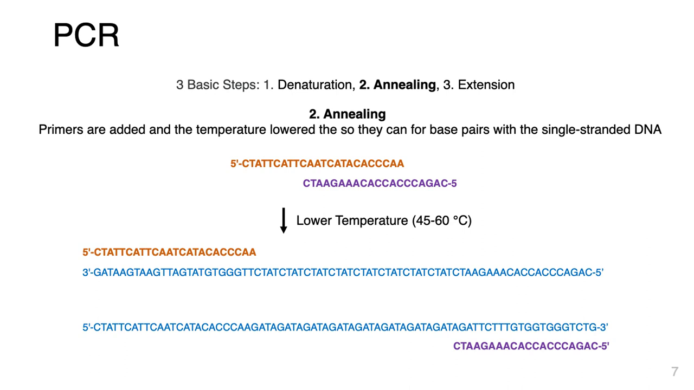The second step in the PCR reaction is annealing. This is when we take primers that are complementary to the DNA and they're added to the reaction and the temperature is lowered. Now the primers can anneal and form base pairs with the single strand of DNA that they're complementary to. The temperature is lowered to about 45 to 60 degrees, depending on the makeup of your primers.